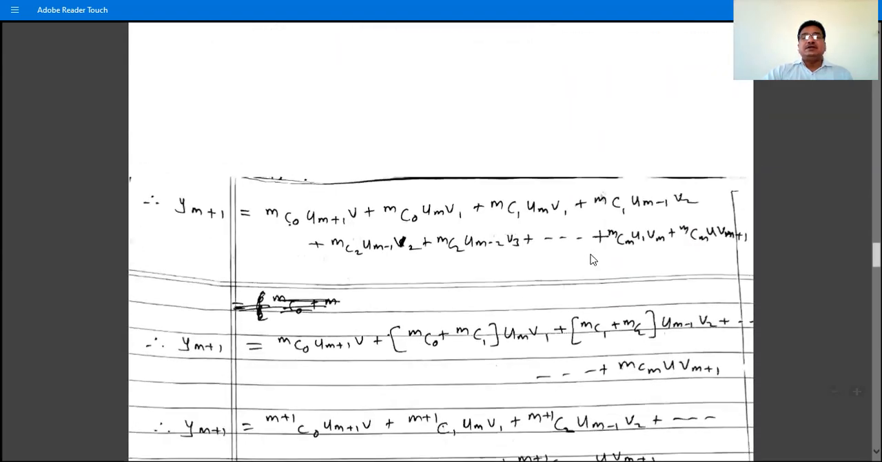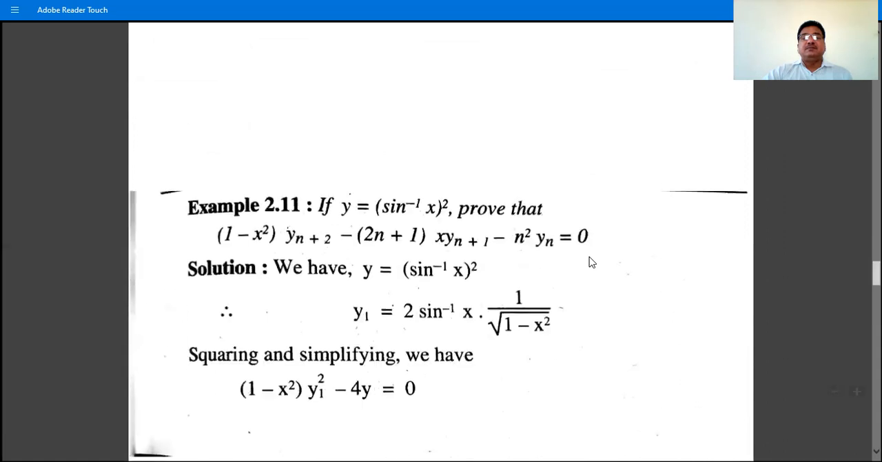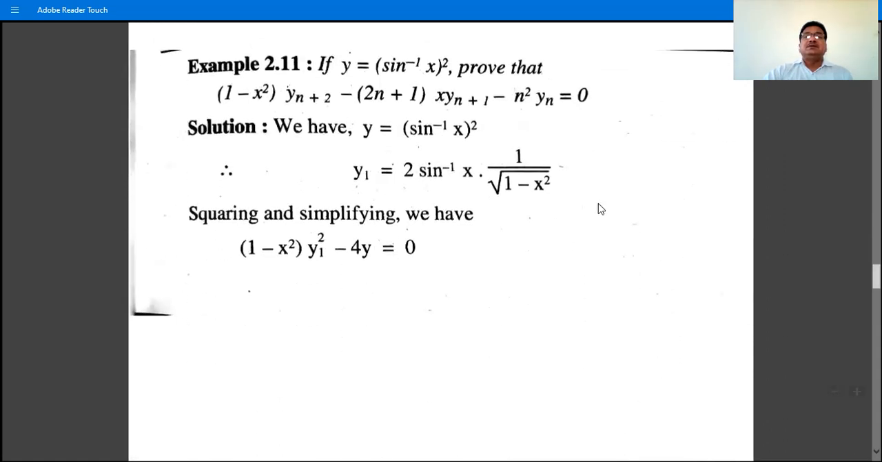Now we'll see the problems on the Leibniz theorem. The first problem is, problems are also important. If y is (sin inverse x) whole square, then prove that (1 minus x square) y_(n+2) minus (2n plus 1) x y_(n+1) minus n square y_n is equal to 0. So y is (sin inverse x) whole square.